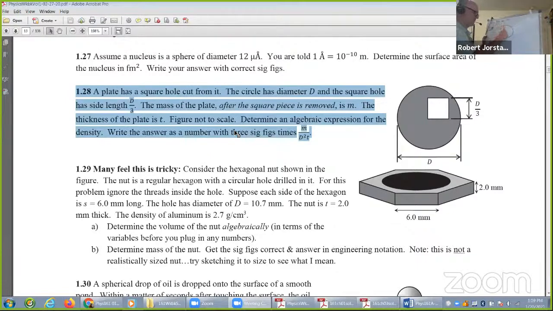Got a circular plate. You cut a hole out of it. The hole is a square. We've got these distances measured in units of D, whatever D is. D looks like it's the diameter.